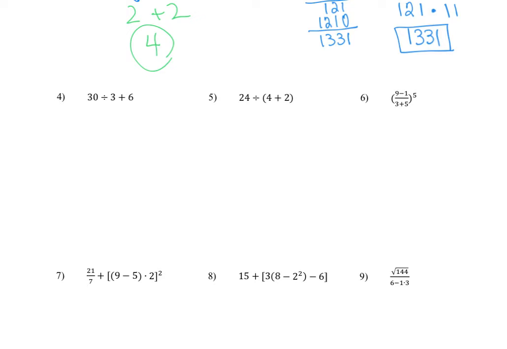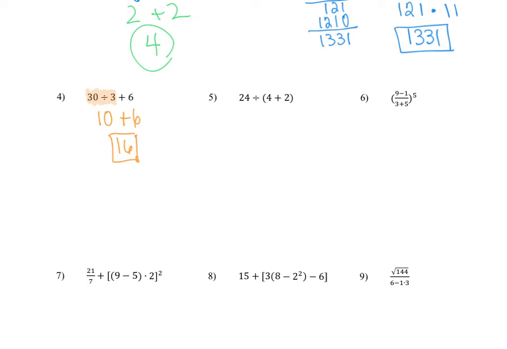So I'm going to do the division before the addition. So I'm just going to do the one step. So 30 divided by 3 gives me 10. I'm going to bring down the plus 6 because I only do one step at a time. And 10 plus 6 gives me 16. And I'm done.